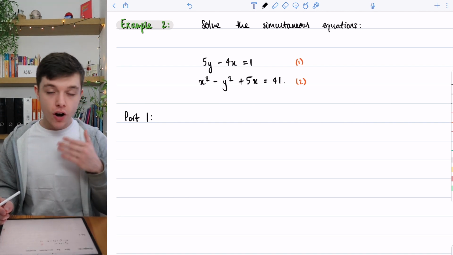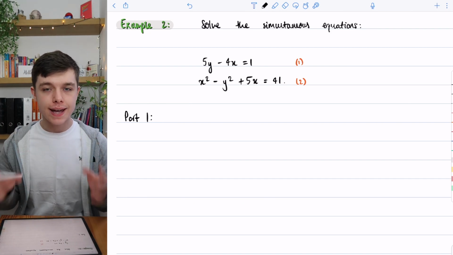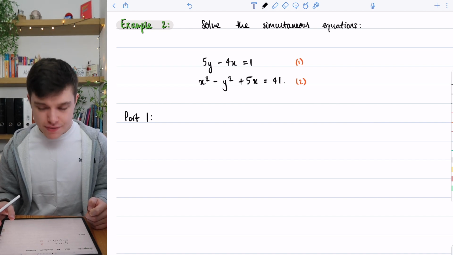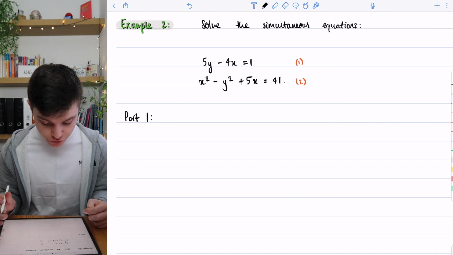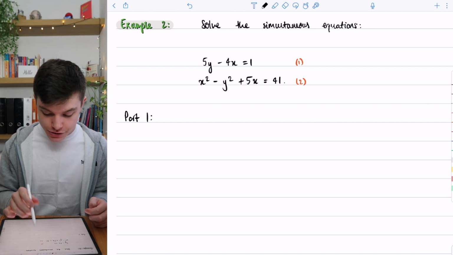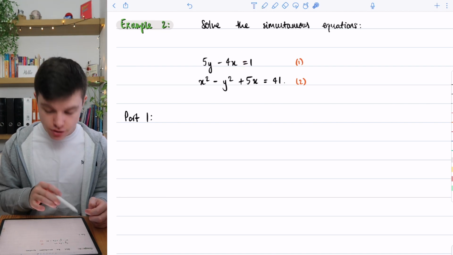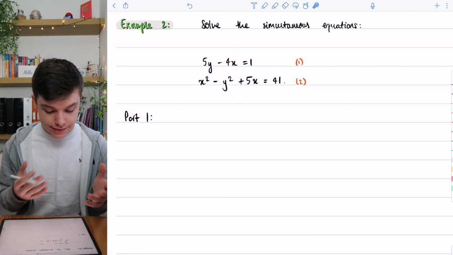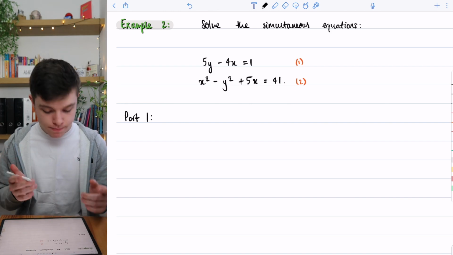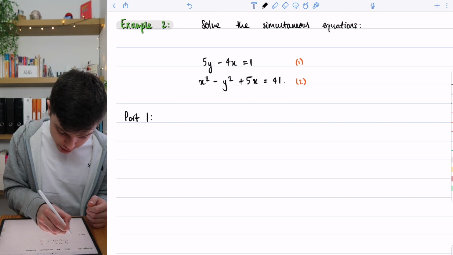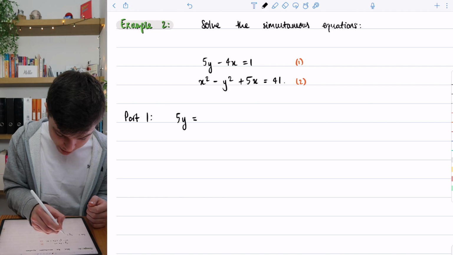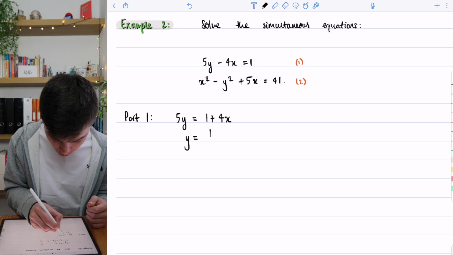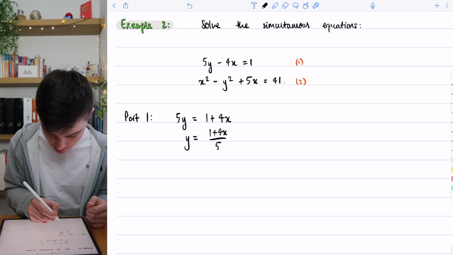Here I can rearrange for x or y. Sometimes there is an easier one to rearrange for, and to be honest here, there isn't really an easier one. I could rearrange for y so that I have no negatives, because when I add the 4x to both sides, the negatives will disappear, but it really doesn't matter. So I'm going to rearrange for y, so 5y will be equal to 1 plus 4x. So y will be 1 plus 4x over 5.